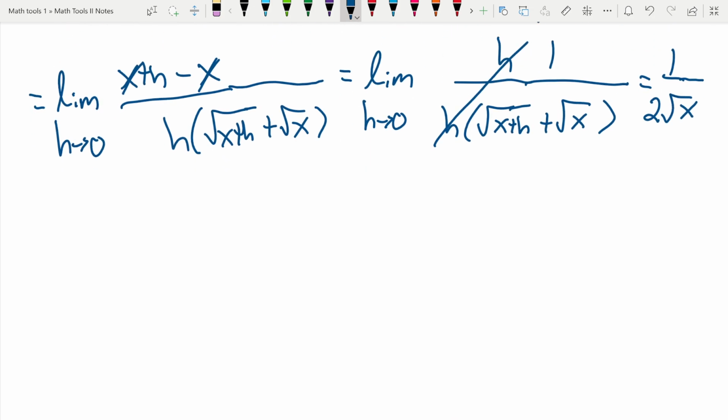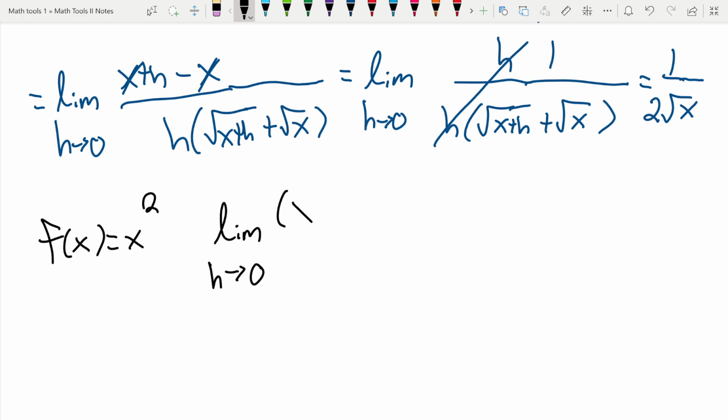So maybe we try a polynomial function. So like x squared, for example. Right, we've already seen this at certain points, but we haven't actually seen what the overall derivative function would be. So the limit as h approaches 0 of f of x plus h, so x plus h squared, minus f of x over h.